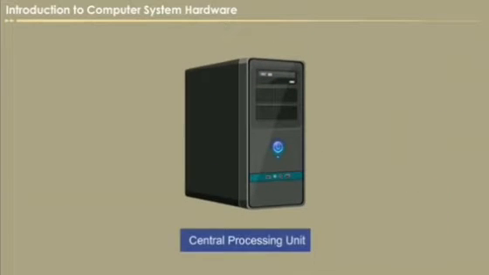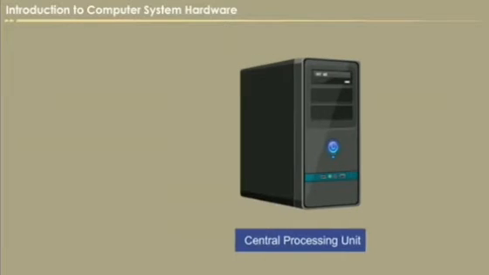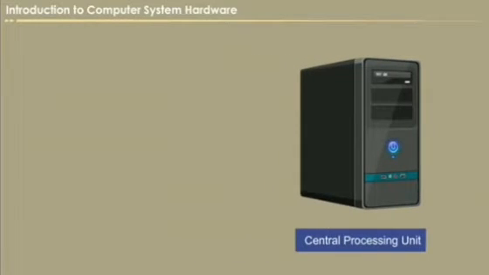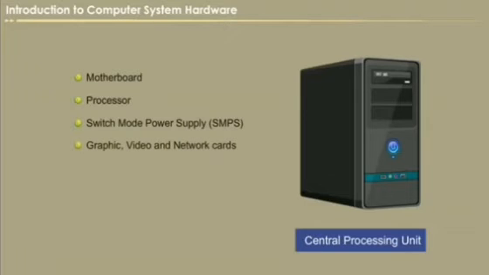Central processing unit. The CPU controls, coordinates and supervises the operation of a computer. It is responsible for processing the input data. The processor or CPU is also called the brain of the computer. Let us discuss the parts of the central processing unit. They are motherboard, processor, switch mode power supply, normally called SMPS, graphic, video and network cards, hard drive, optical drive or CD, DVD drive, and RAM.